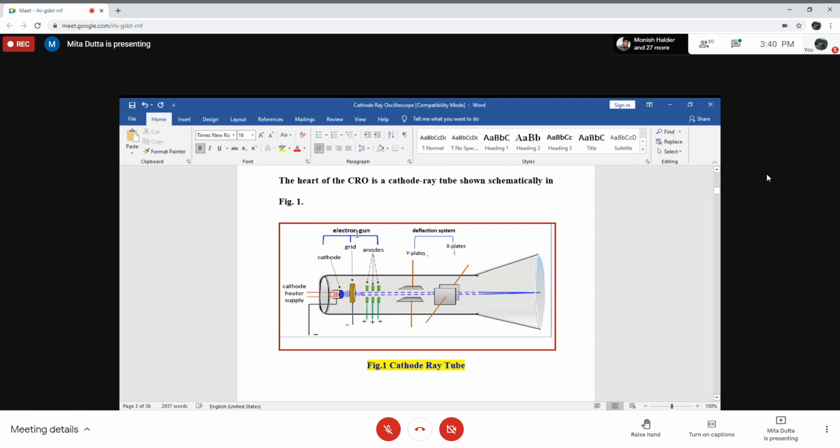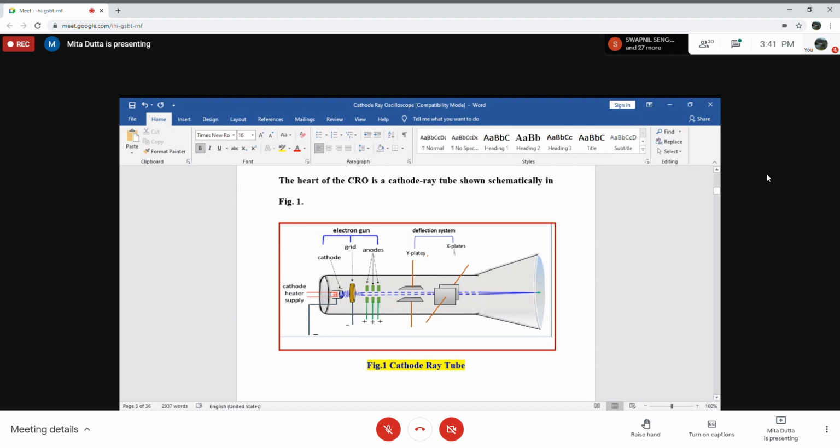The electron gun produces an electron beam. How is the electron beam produced? When the cathode is heated, it emits electrons. From the figure, we have a grid here, known as the intensity control grid, which is cylindrical in shape with a small aperture along the axis of the electron beam.